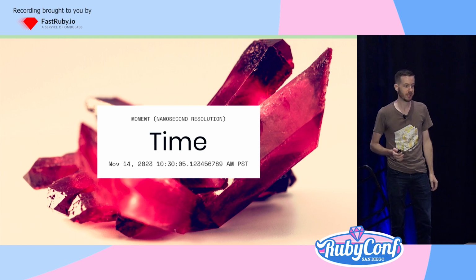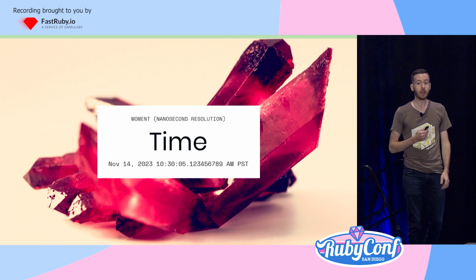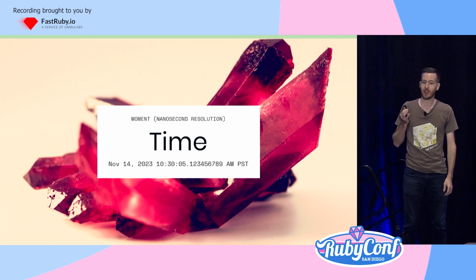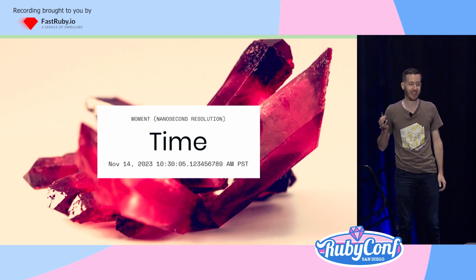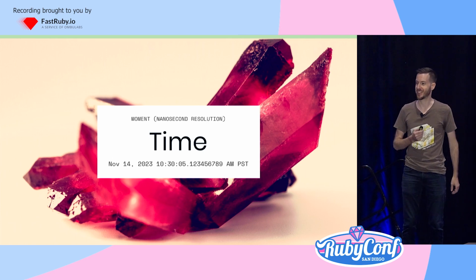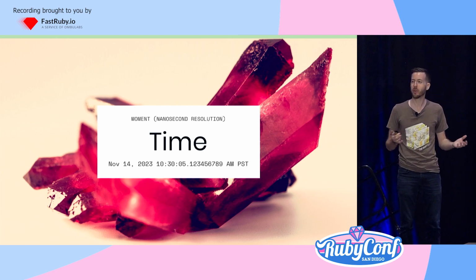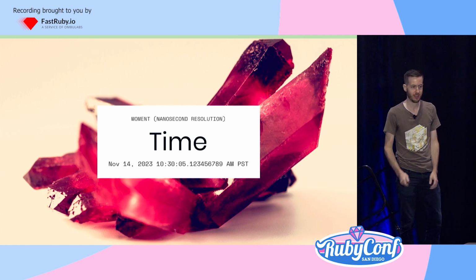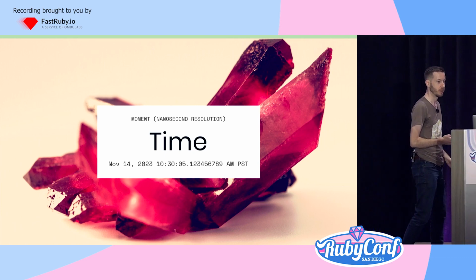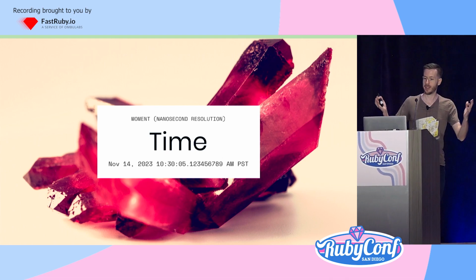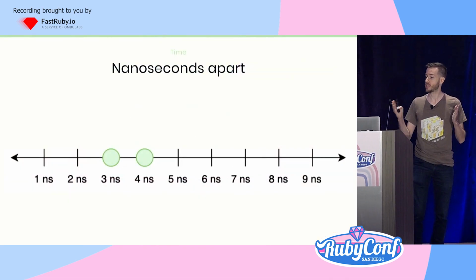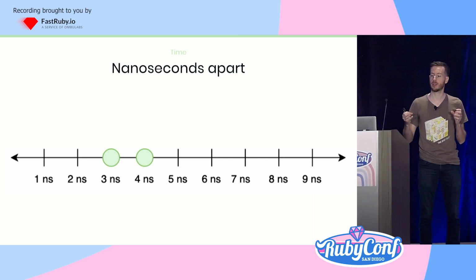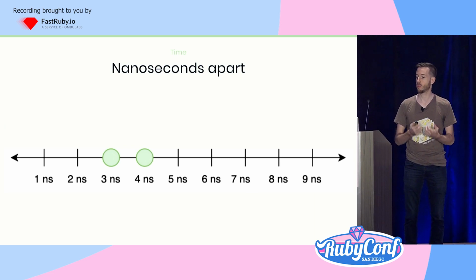Time also represents a moment, a point in time, and it represents values like November 14th, 2023 at 10:30 and 5.12345678 seconds a.m. Pacific Standard Time. So why all those decimal points? Well, it's because Time has nanosecond resolution. That sounds like a fancy word, but really all that means is that on our timeline, the tick marks are only 1 nanosecond apart. And so when we create two instances of Time, the closest they can be to each other is 1 nanosecond.